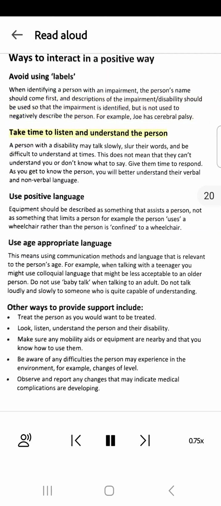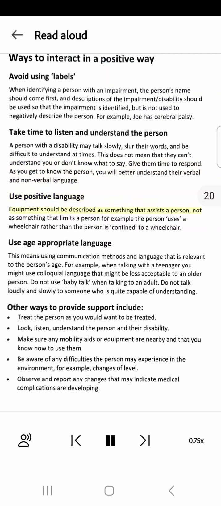Take time to listen and understand the person. A person with a disability may talk slowly, slur their words, and be difficult to understand at times. This does not mean that they can't understand you or don't know what to say. Give them time to respond. As you get to know the person, you will better understand their verbal and nonverbal language.